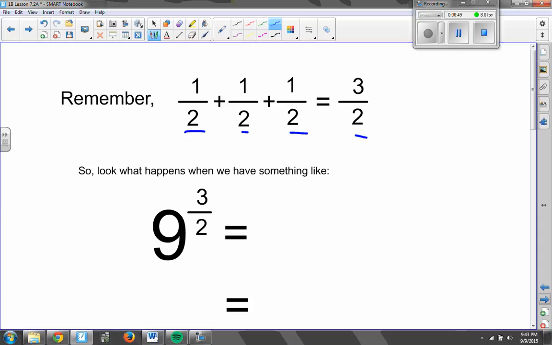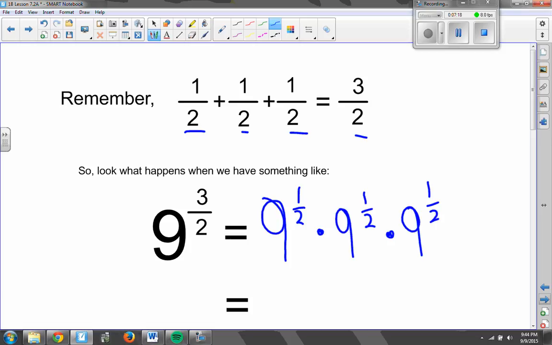Now it's not a 1 on the top of our fraction anymore, is it? It's not 9 to the 1/2. Now it's 9 to the 3/2. But I know from what we did in our last video about adding these exponents together that 9 to the 3 over 2 is the same thing as 9 to the 1 over 2 times 9 to the 1 over 2 again times 9 to the 1 over 2 again. Right? Because if I multiply all these numbers together, I should add their exponents.